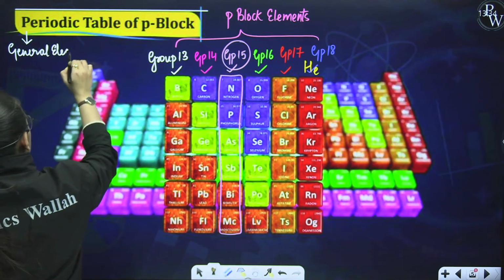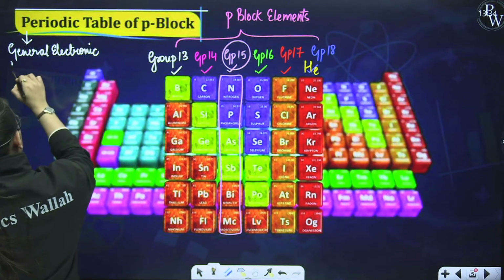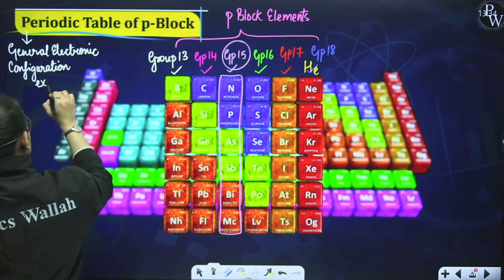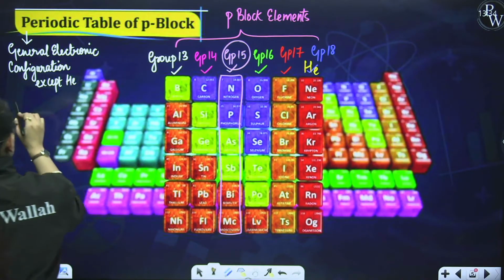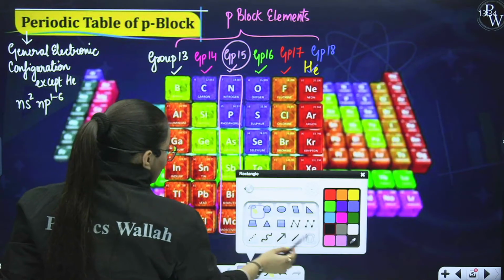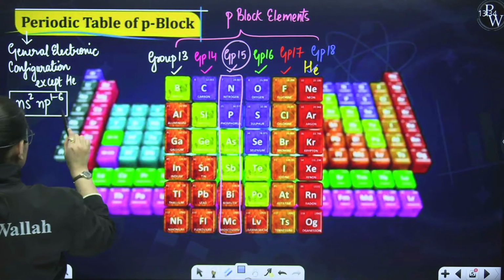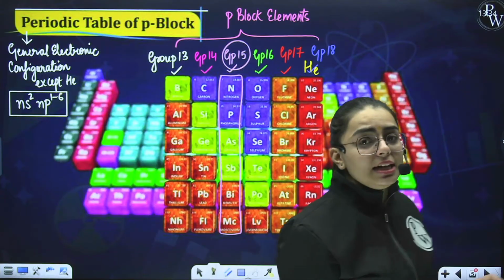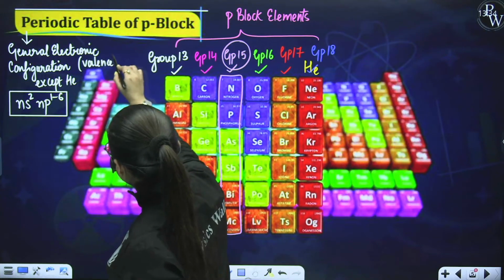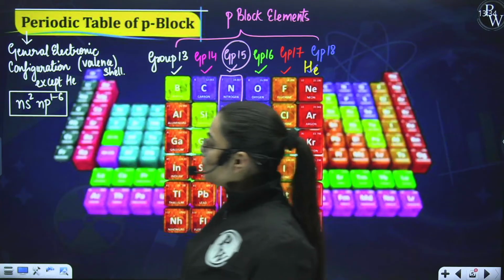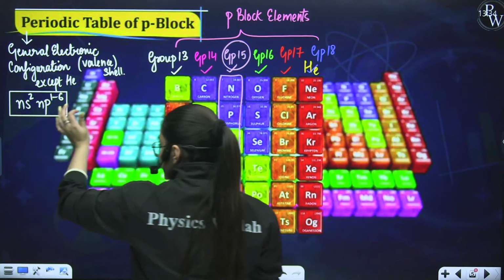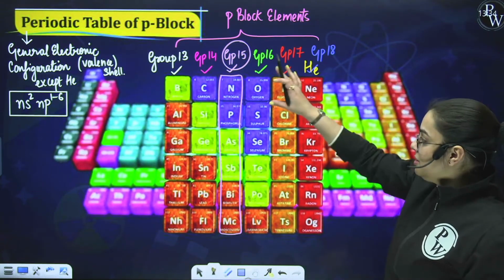The general electronic configuration, except helium, I am just mentioning again, for p block elements is ns2 np1 to 6. This is the general electronic configuration, my dear students. Now this configuration is for the valence shell electronic configuration. Also you can mention over here, I am writing this for the valence shell or the outermost shell electronic configuration. Is it clear to you? What is the valence shell electronic configuration or general electronic configuration? It is ns2 np1 to 6. I will be explaining in detail how, but for all of these groups we will be writing.